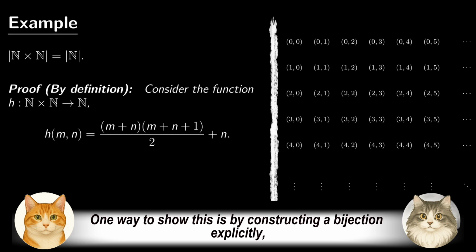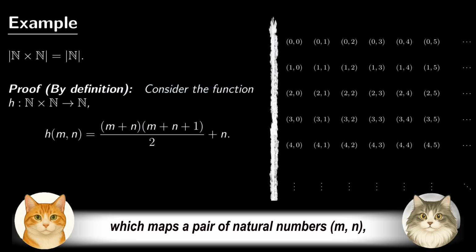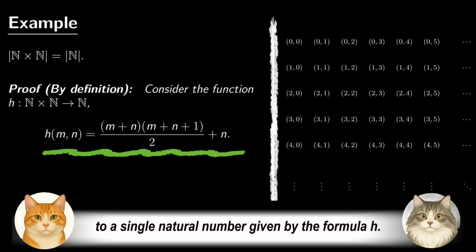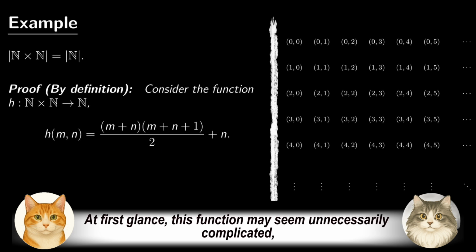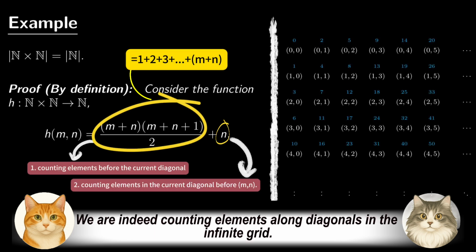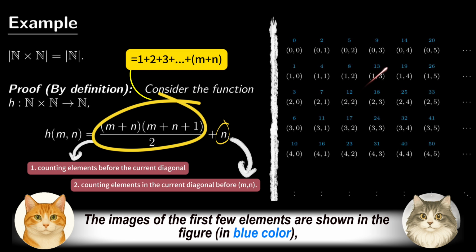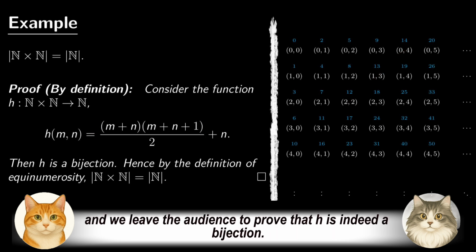One way to show this is by constructing a bijection explicitly, for example, Cantor's pairing function, which maps a pair of natural numbers m, n, to a single natural number given by the formula h. At first glance, this function may seem unnecessarily complicated, but the underlying idea is quite natural. We are indeed counting elements along diagonals in the infinite grid. The images of the first few elements are shown in the figure, and we leave the audience to prove that h is indeed a bijection.